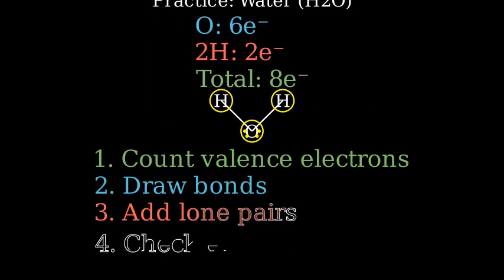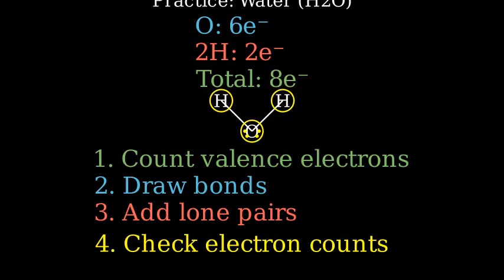And that's how we draw Lewis structures. Remember to count valence electrons, draw bonds, add lone pairs, and check that each atom has the correct number of electrons.